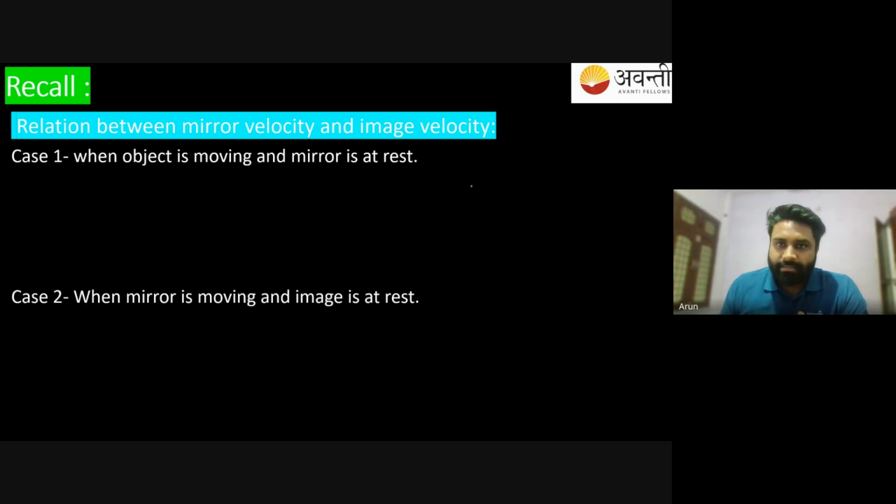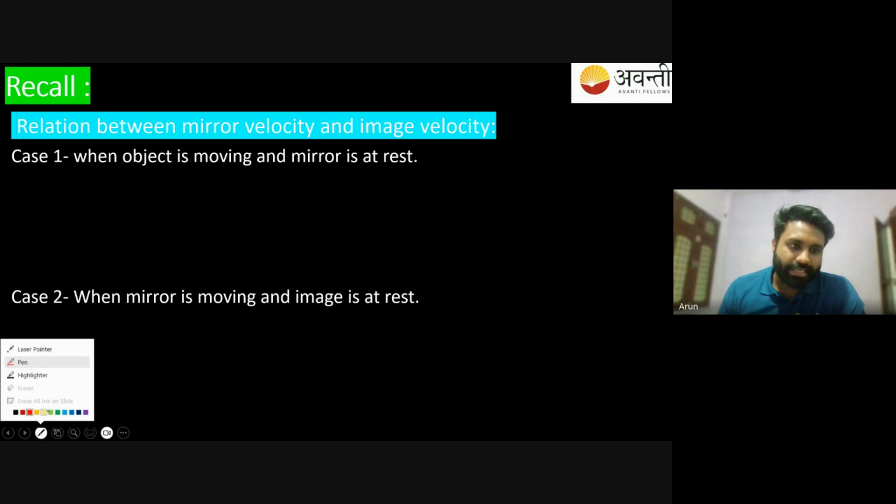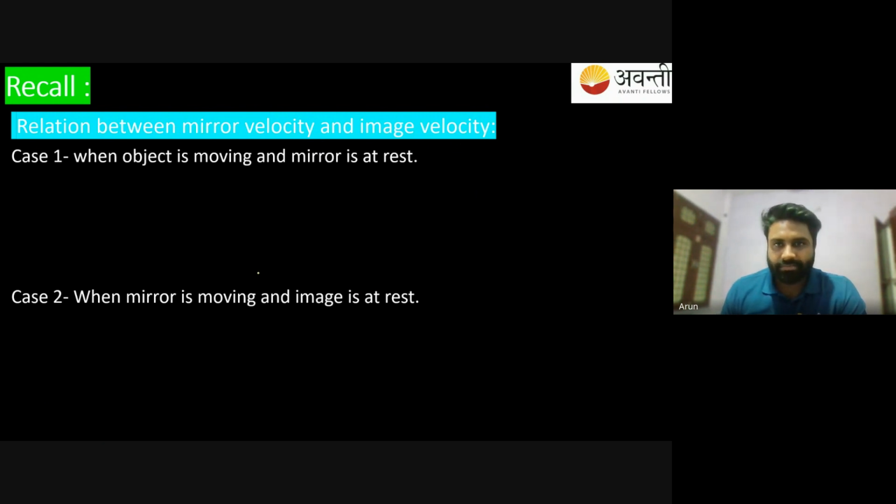So the first case that we have over here is when the object is moving and the mirror is at rest. Red color is not visible to you, I think, because I have seen the recording of this lecture. So this is the plane mirror that we have. This is the object moving towards it with velocity VO. Here is the image formed. VI is the velocity of image.